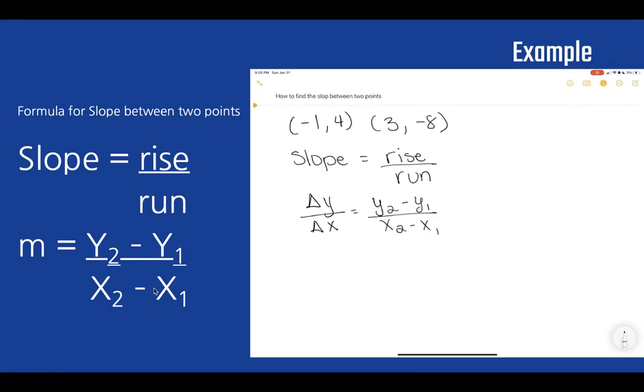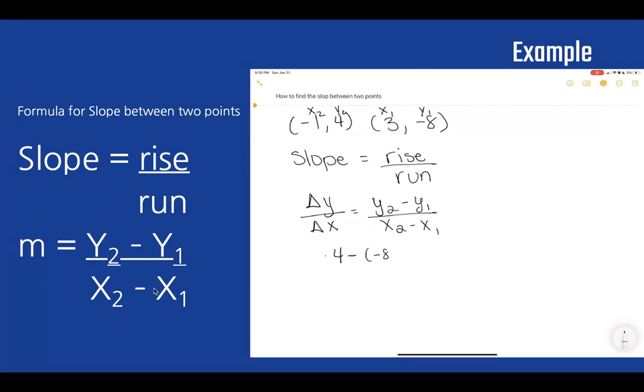Now in the top, I have the points (-1, 4) and (3, -8). The -1 I'm going to treat as my x2. The 3 I'm going to treat as my x1. 4 I'm going to treat as my y2, and -8 will be my y1. Order does not matter when selecting which ordered pair comes first.